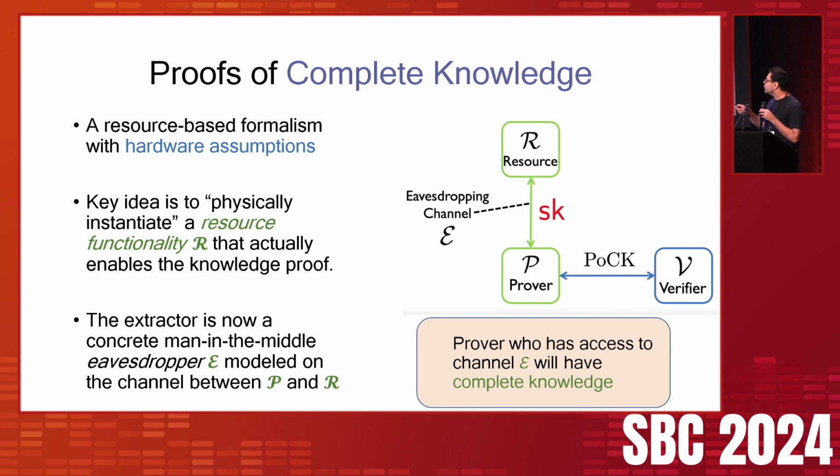So again, here the key observation or the key modeling insight is instead of having the extractor be a theoretical proof construct, we have it be modeled as a man-in-the-middle channel between the prover and the resource, as a concrete entity in essence.